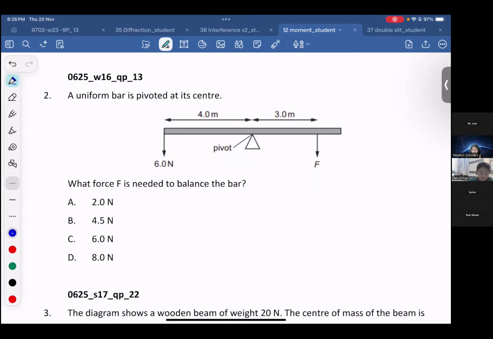Okay, here. The first step that I want is for you to determine the direction. 6 Newton is an anti-clockwise moment. F is clockwise. Okay, what force is needed to balance? Keyword: balance. If you see the word balance, we have to follow the rule: anti-clockwise moment equals clockwise moment. Okay, try it and tell me your answer.